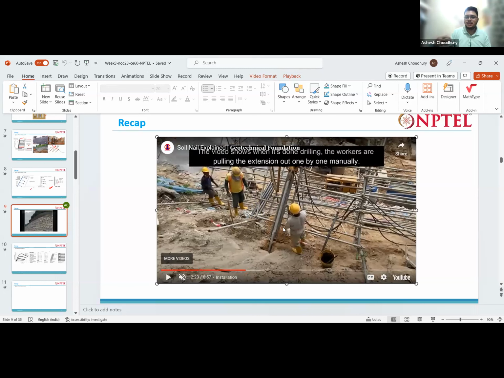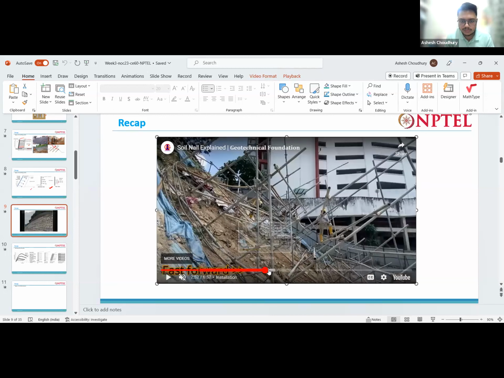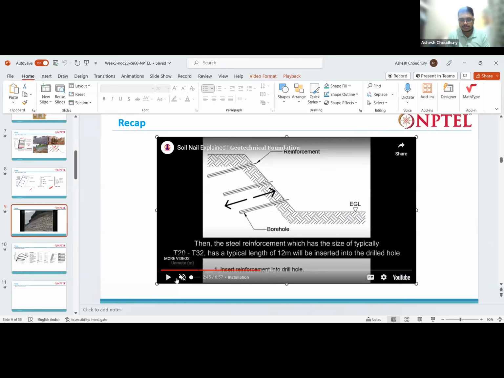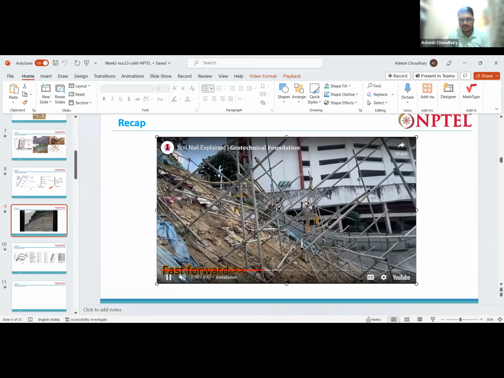Okay. Then after drilling, we put the reinforcement, the soil nails, inside these drilled holes. You see here, this is a soil nail, this reinforcement, this thin rod-like thing. So they are carrying the rod, and they will just put that inside the drill hole.